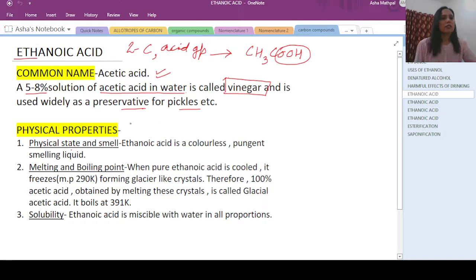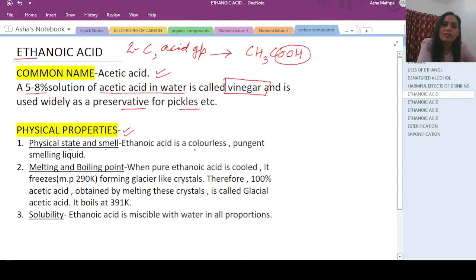Now let us understand the physical properties of ethanoic acid. Like in my previous session, I have told you that these are the properties which you can see or observe through your naked eyes, like color, melting point, boiling point, physical state, and so on. On the other hand, the chemical properties are the properties which you always see in the form of chemical reactions. So let us start with the physical properties. First, we will see the physical state and the smell.